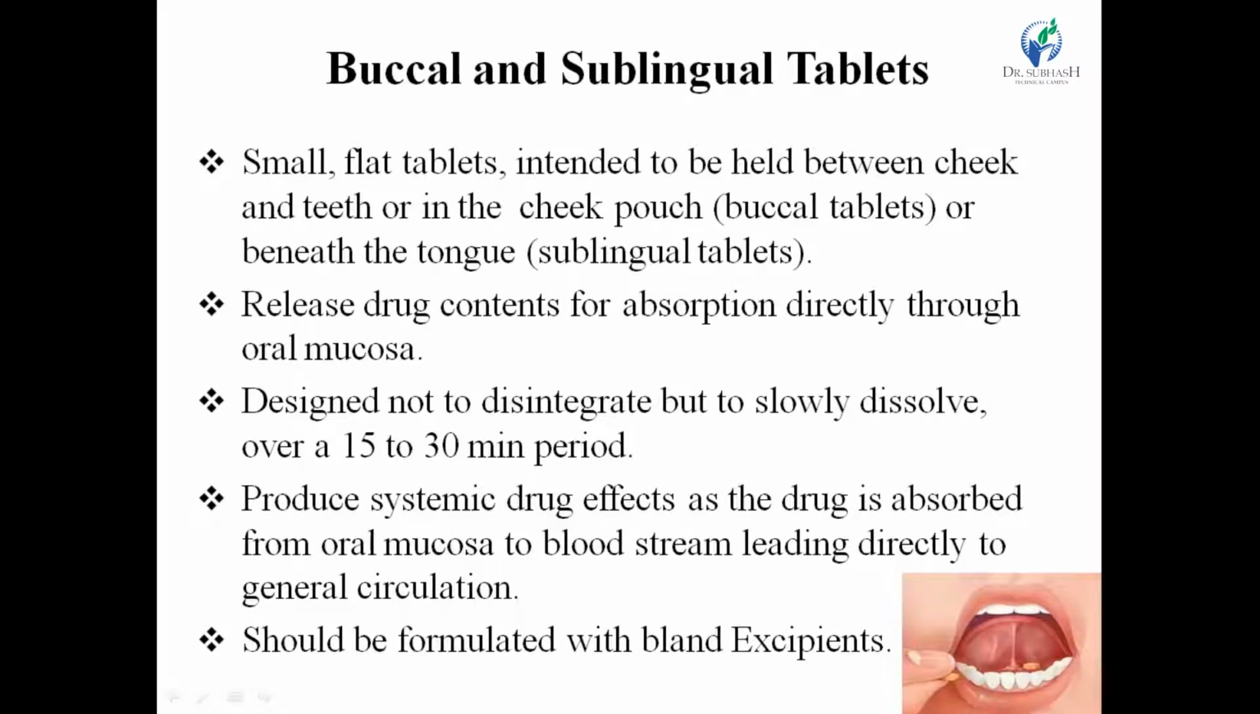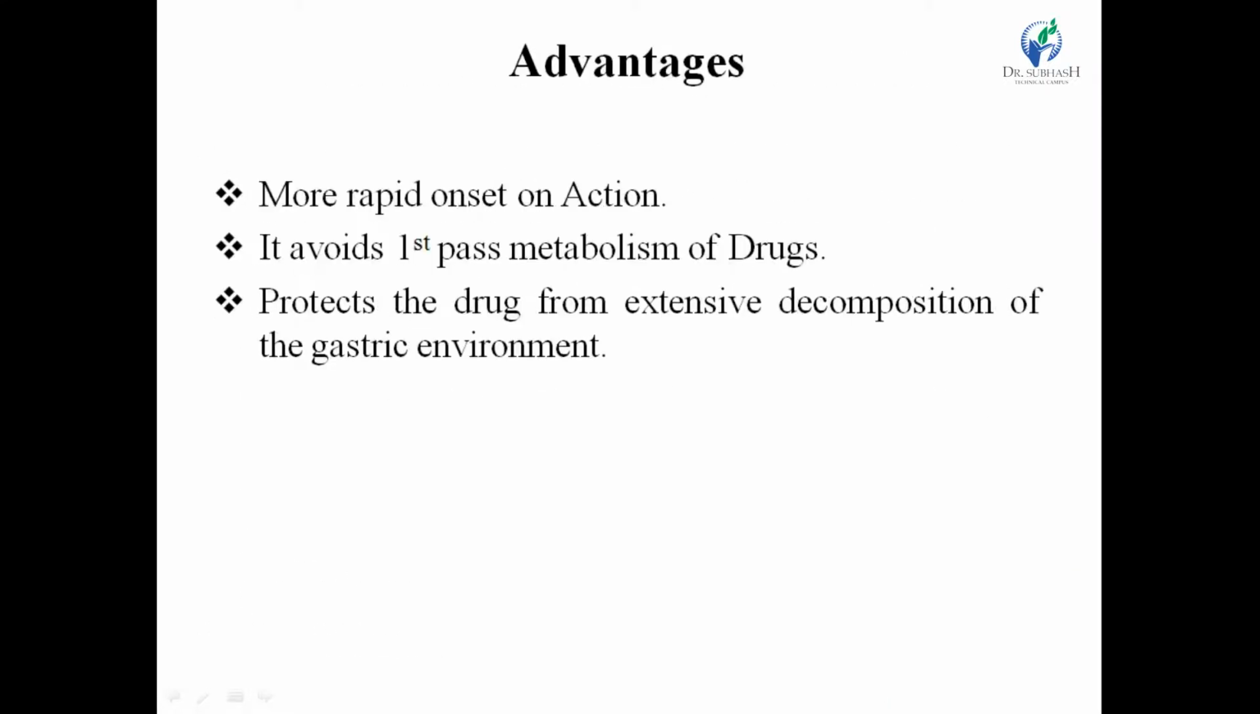That means buccal and sublingual tablets produce a systemic effect when the drug is absorbed from the oral mucosa into the bloodstream, and they should be formulated with bland excipients. So what is a bland excipient? Bland excipients are used to avoid salivary stimulation. Advantages: it produces rapid onset of action, it avoids first pass metabolism of the drug, and buccal and sublingual tablets protect the drug from extensive decomposition in the gastric environment.